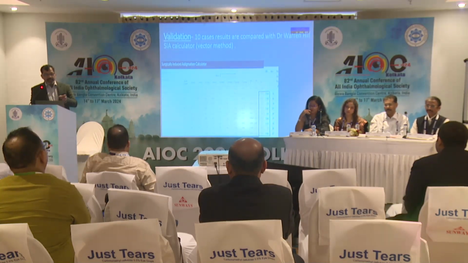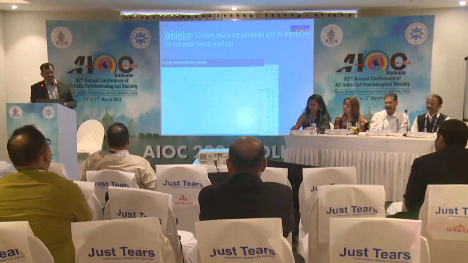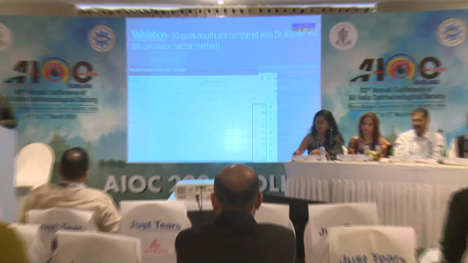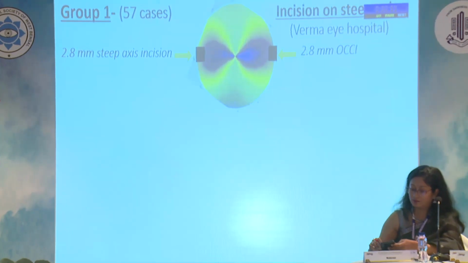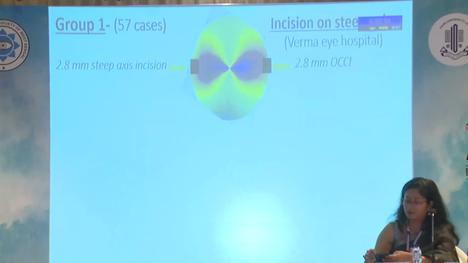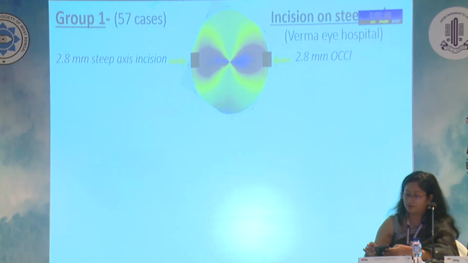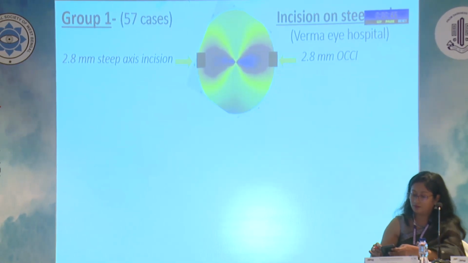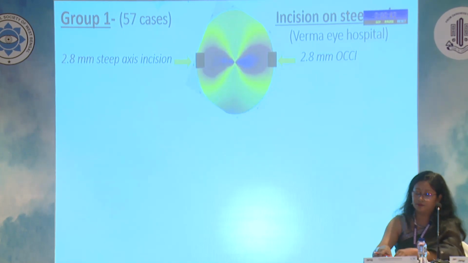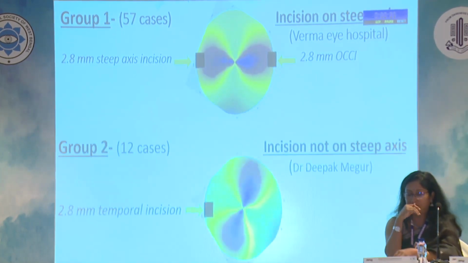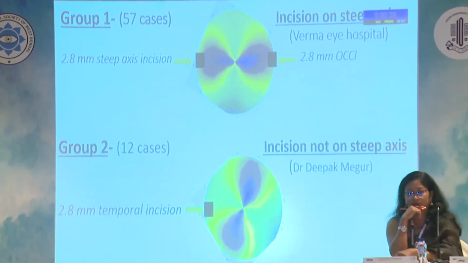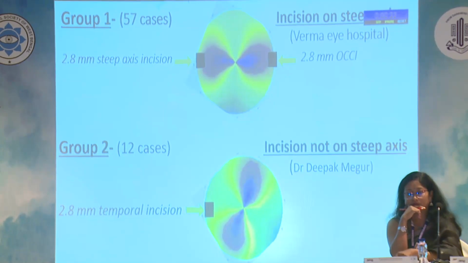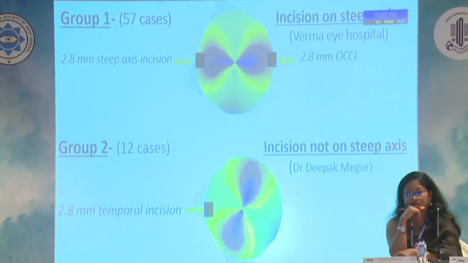We have validated it with Dr. Warren Hill's SIA calculator, which is based on the vector method, and Dr. Noel Alpins' SIA calculator, which is based on the polar method. Now these are the interesting cases. I have operated 57 cases with a 2.8 millimeter steep axis incision and a 2.8 millimeter OCCI. My aim was to decrease 1 diopter of astigmatism when the patient could not afford a toric lens. And these are the 12 cases of Dr. Deepak Meghur, who has made a 2.8 millimeter temporal incision. It is not on the steep axis. The first group is on the steep axis.